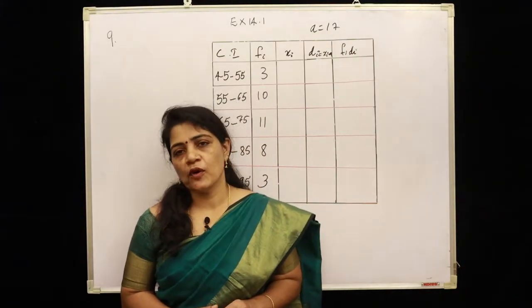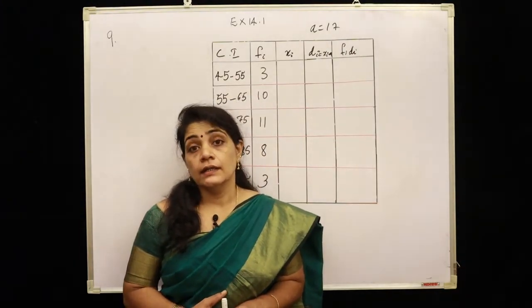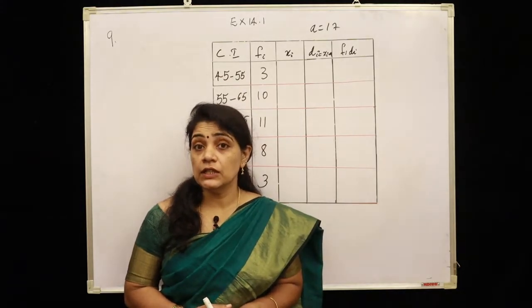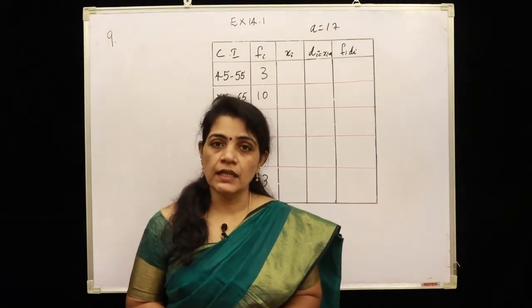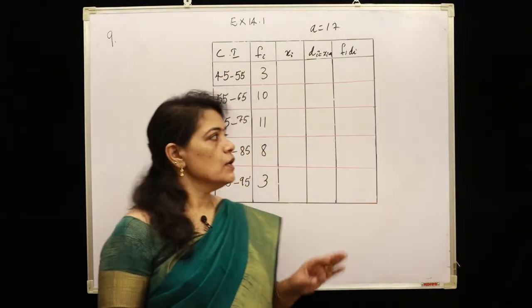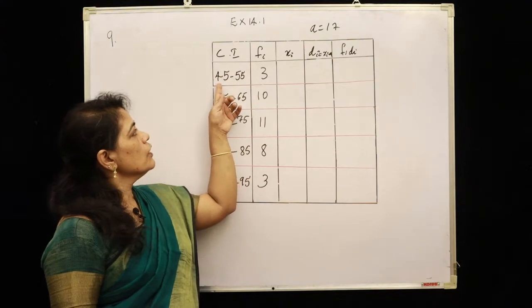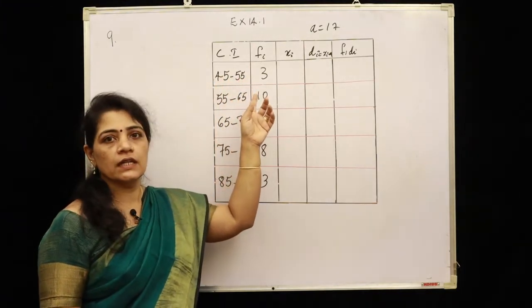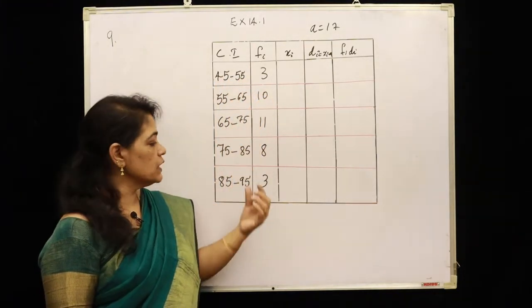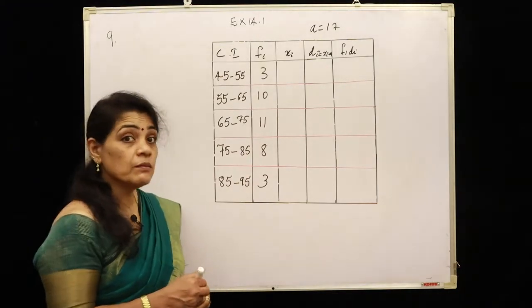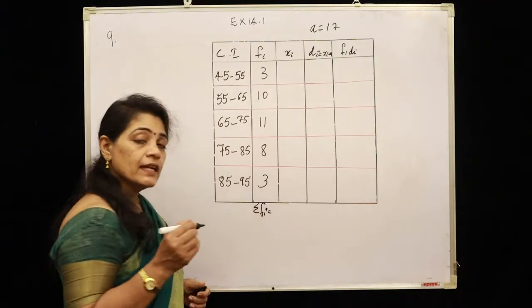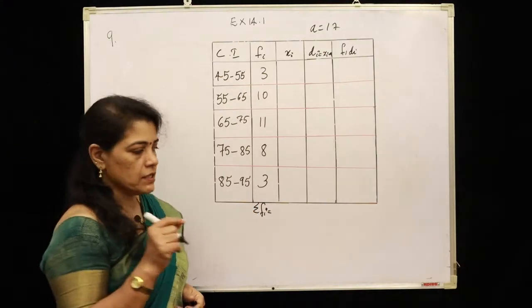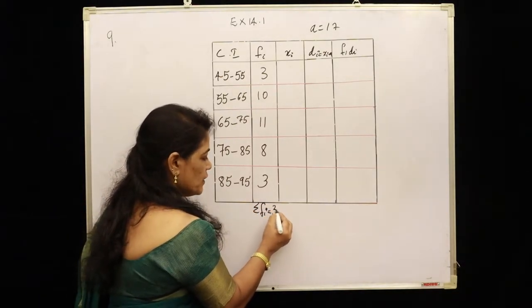Here in the last problem, we are given the literacy rate of 35 cities in percentage. We have to find the mean literacy rate. So here 45 to 55 percentage, 3 cities out of 35 cities, that means sigma Fi is 35, since we have collected the literacy rate for 35 cities.